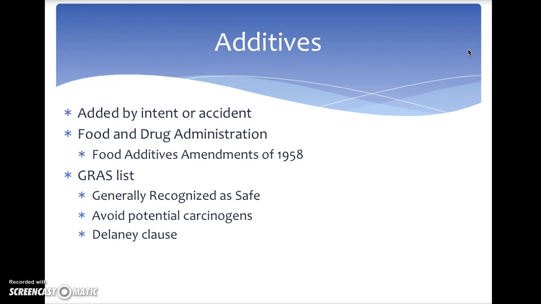Now, the Delaney clause is part of this amendment that requires that the additive not be permitted. And so if there is proof that an additive causes cancer or is harmful, then it must be removed from the marketplace or from that food.